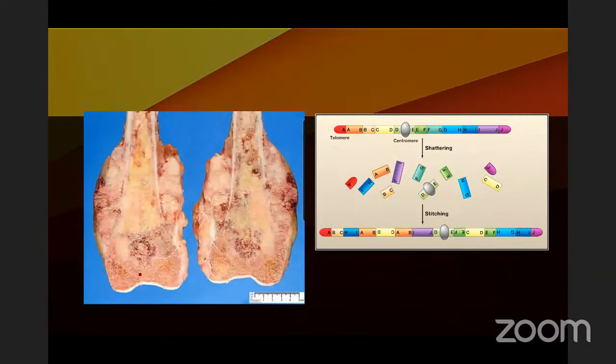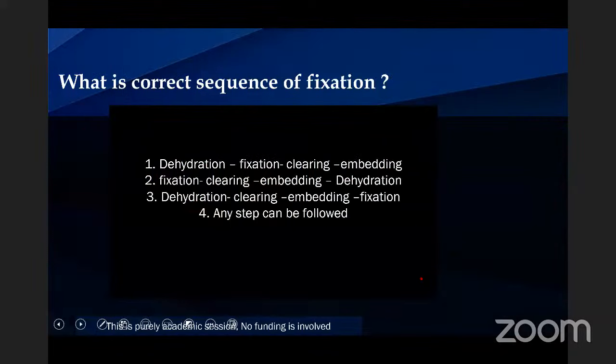So remember, this is your tumor which is producing cortical disruption, and you can see this as a Codman triangle on the X-rays also. And this is what is chromothripsis, that is, the chromosome shatters and then stitches back haphazardly, and that causes a lot of activation of proto-oncogenes and deletion of tumor suppressor genes. That is typical of osteosarcomas. Okay, now let's come to some techniques that they can ask you.